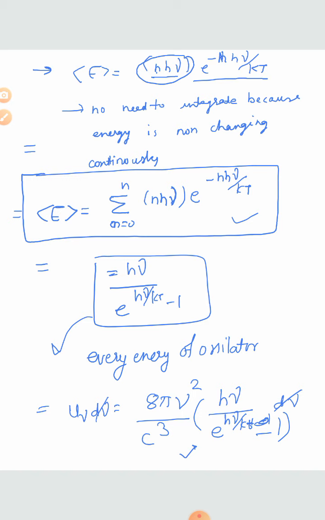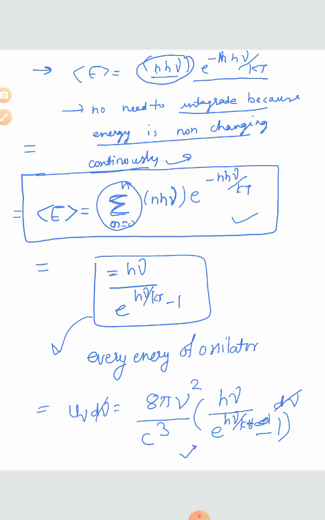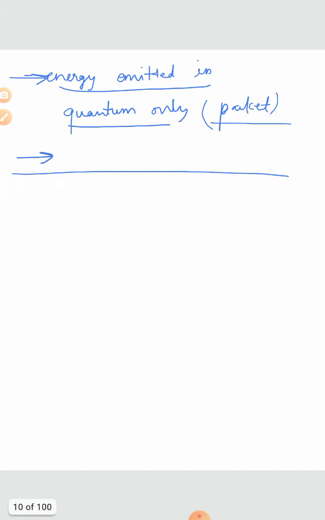To find the average, he did a summation rather than integration, because integration cannot be done as energy is not distributed continuously. From here he got the value h nu divided by e raised to h nu by kT minus 1 for one oscillation, and then he multiplied it by the number of oscillators. This is how the energy in Planck's law was found out.